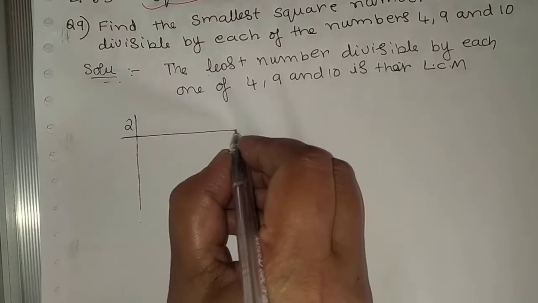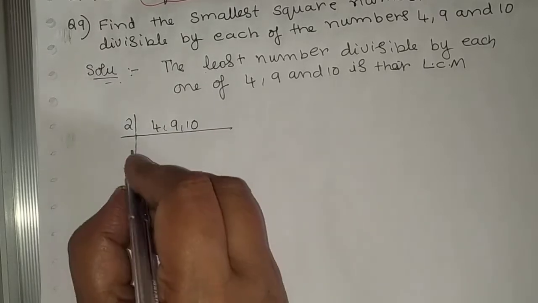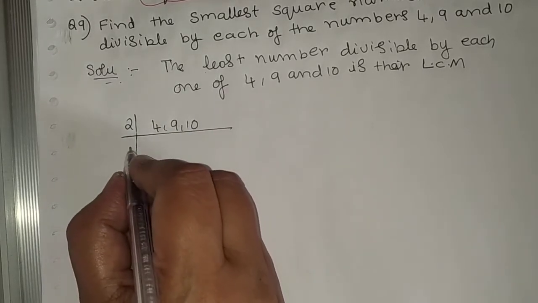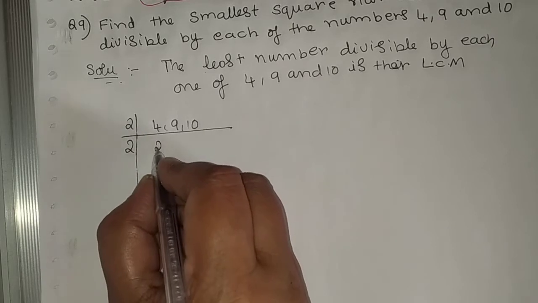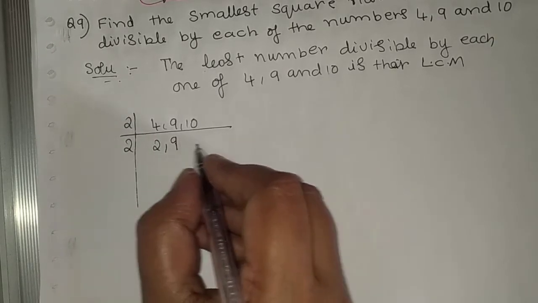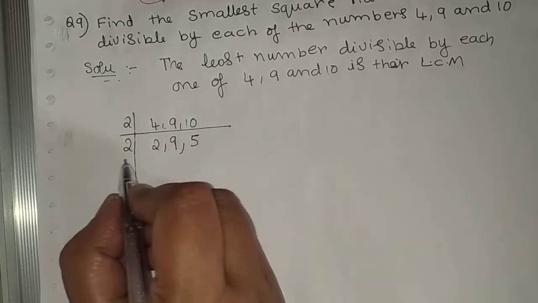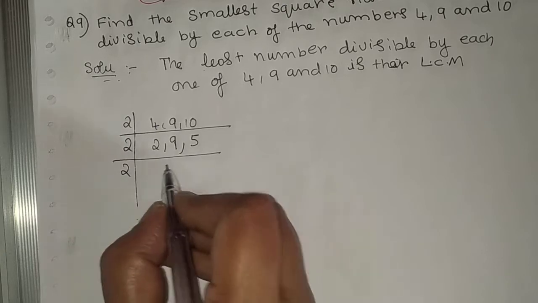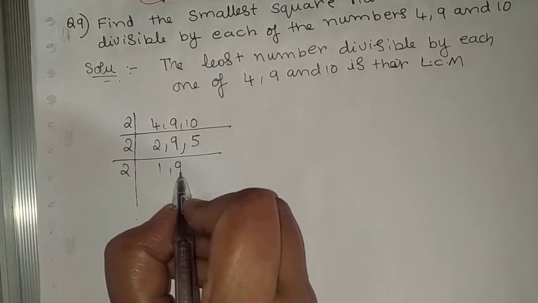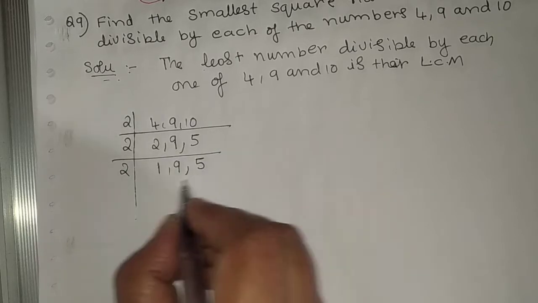So see, we'll write the 4, 9 and 10. Here the first step is 2. We'll take 2. 2 2s are 4. 9 is not divisible by 2, so it stays as it is, and 2 5s are 10. Next step, again we will take 2. 2 1s are 2. Again 9 is kept as it is. Then 5 remains as it is.